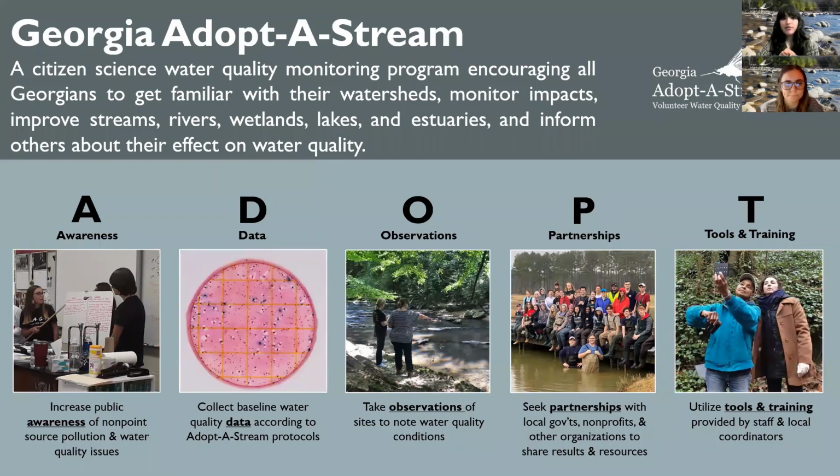Going on to the next one, P is for partnerships. Forming partnerships is very important throughout your journey as an AdoptAStream volunteer. Not only do these relationships help you get equipment that you need, but they'll also give you support in case you find any pollutants or any harmful impacts to your site. We all have something to offer when we work together to solve problems. So we encourage partnerships between volunteers and their local government.